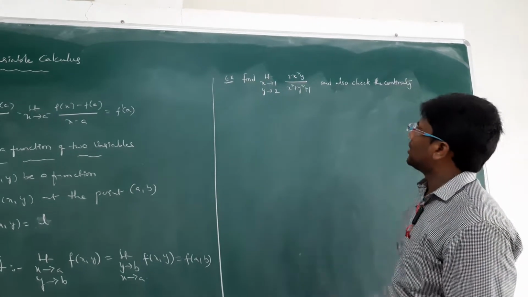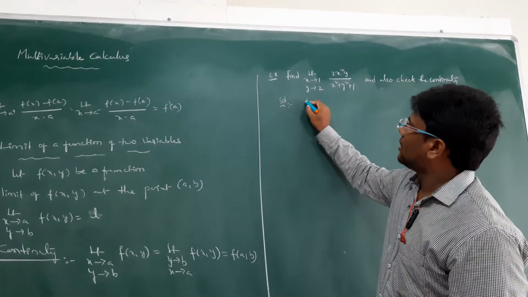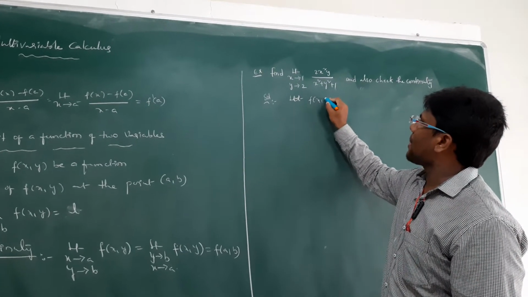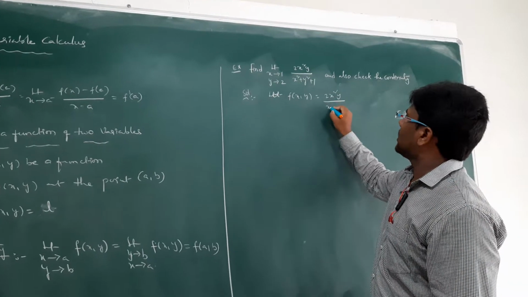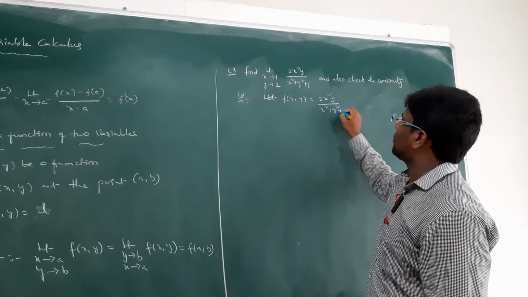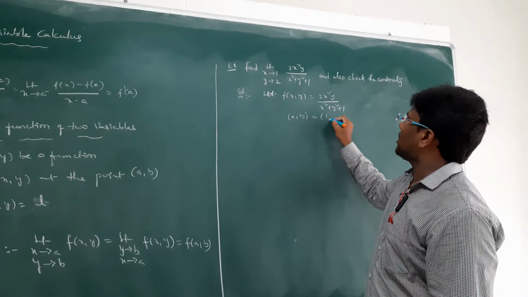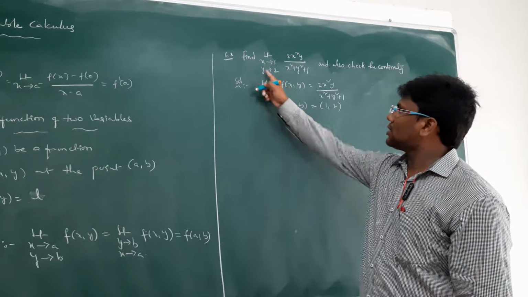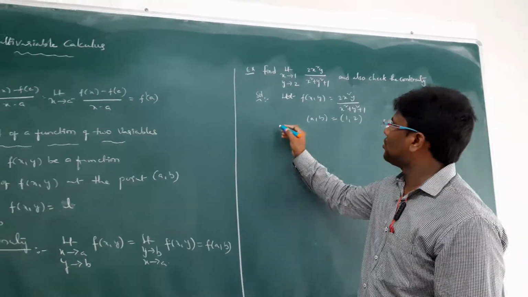And also check the continuity. Solution: let f of x comma y is equal to 2x square y by x square plus y square plus 1. The point a comma b is 1 comma 2. Find the limit of the function at the point a comma b is equal to 1 comma 2.